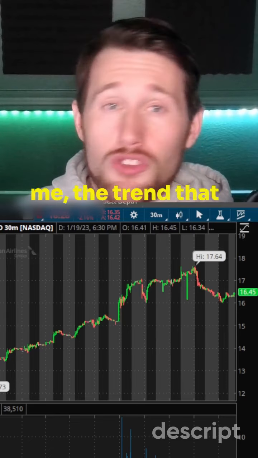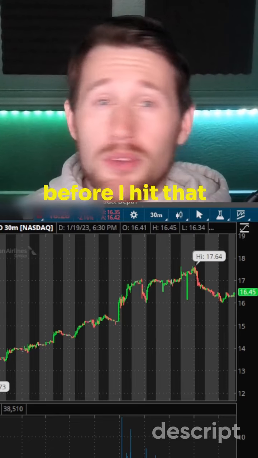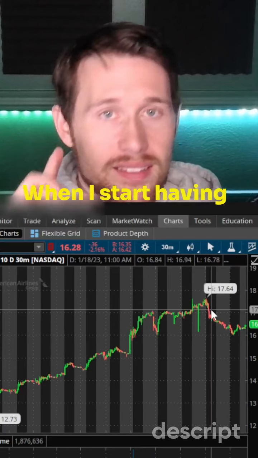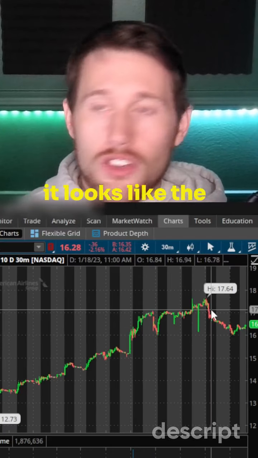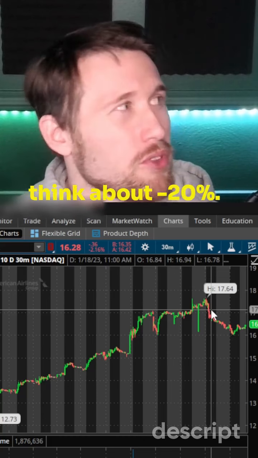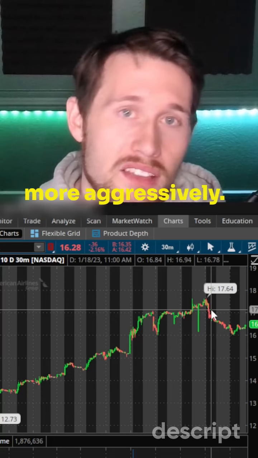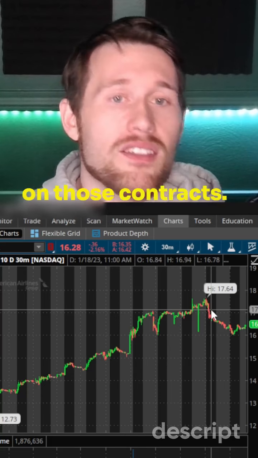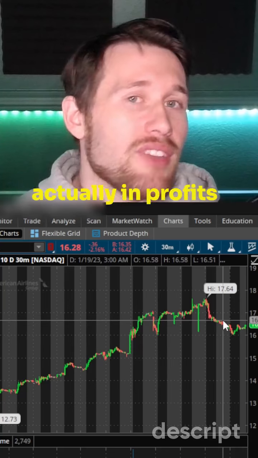Now lucky for me, the trend that I was looking for started to play out before I hit that hard cut range. When I start having a winning position, it looks like the trend's caught on. It's now in my favor. I'll average in, I think about 20%. I started buying more aggressively on those contracts. So when I went to break even, I was actually in profits.